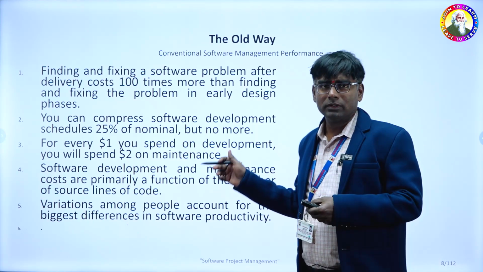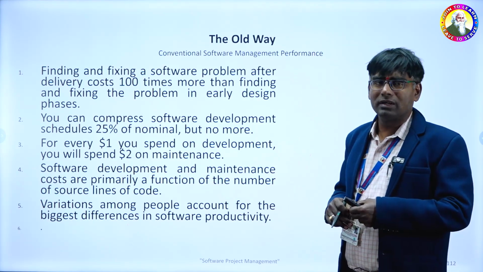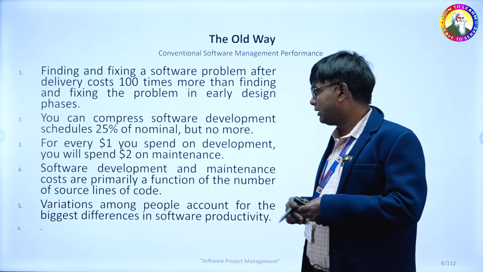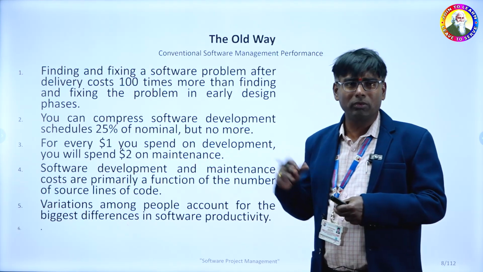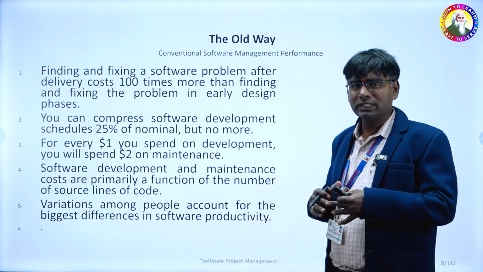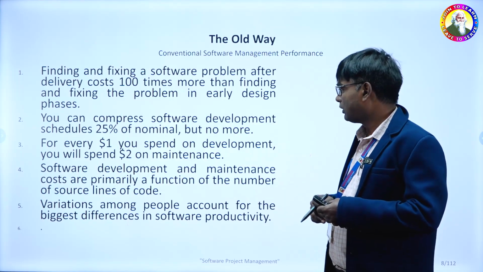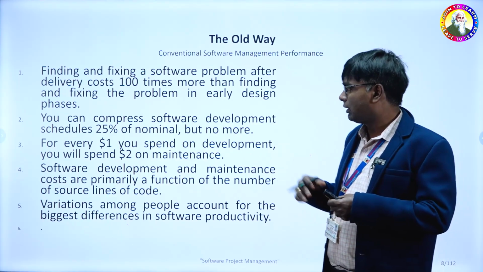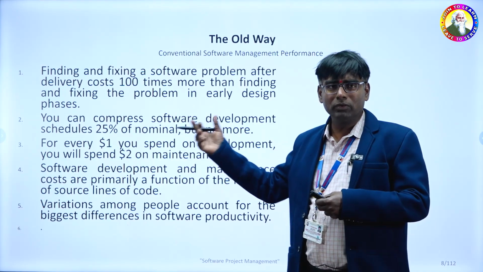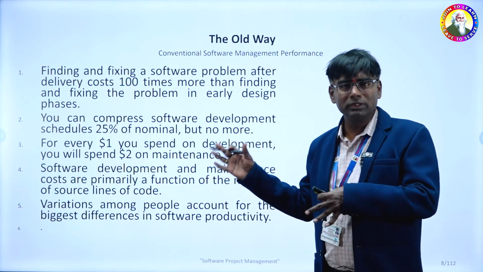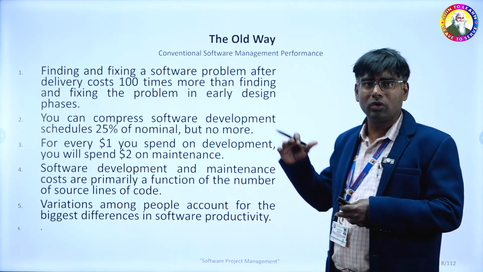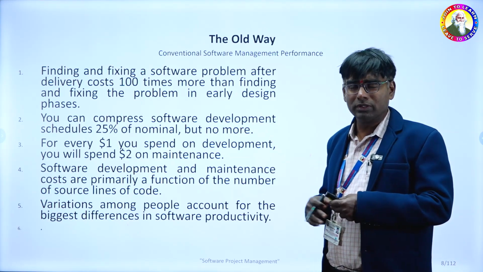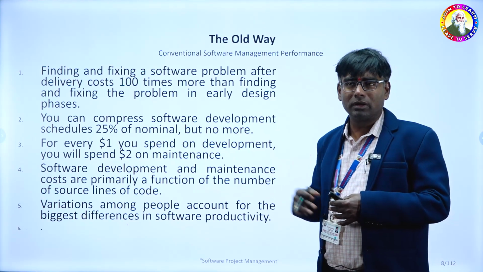Fourth one, and coming to the fifth one, variations among people account for the biggest differences in software productivity. This point tells about differences or ego problems between people, which have a direct impact on software productivity. So all the people who are working together must work with teamwork, and there should be good coordination and cooperation among the people, so that there can be an efficient outcome regarding the software development.